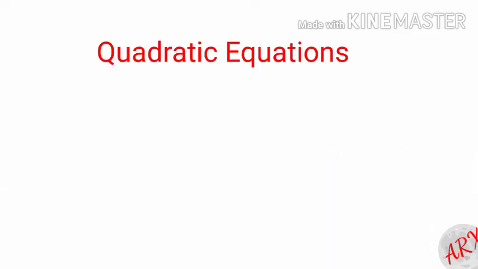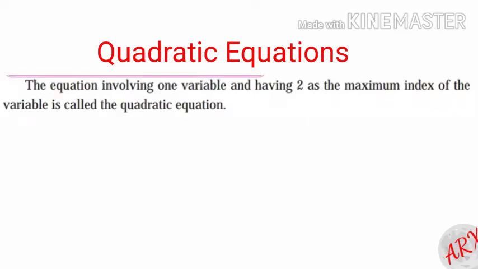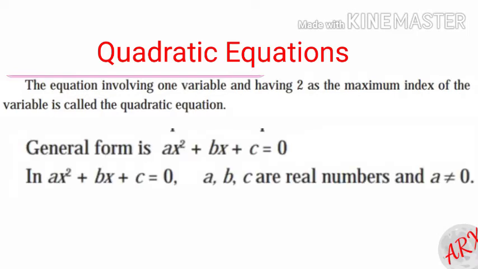Hence from this we will see the definition of quadratic equation. The equation involving one variable and having 2 as the maximum index of the variable is called quadratic equation. The general form of quadratic equation is ax square plus bx plus c equal to 0, where a, b and c are real numbers. A is not equal to 0.